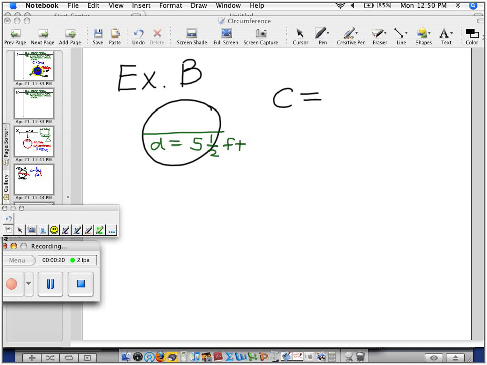3.14, pi times d. We know d, 5.5. I'm going to leave it in its fractional form, 5 and 1/2.